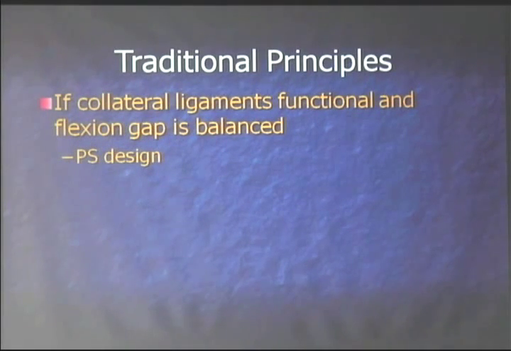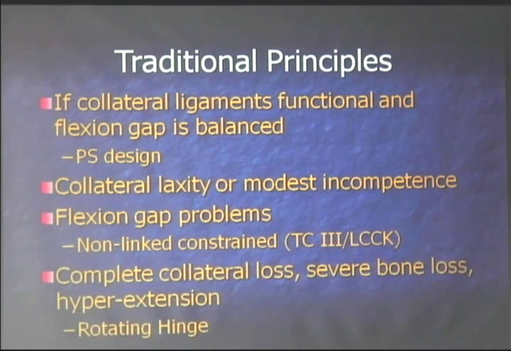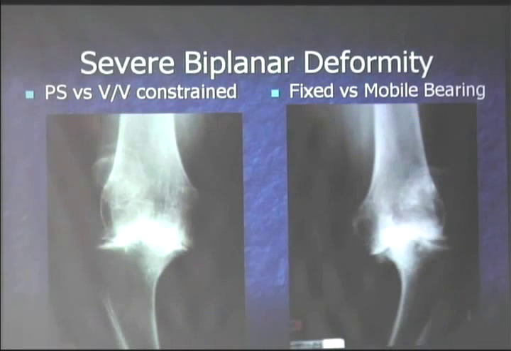So in the traditional principles, when you're trying to decide how much constraint to use in a particular case, I think if you've got good collateral function, if you've got good flexion extension gap balance, and you can get away with a PS design, you could even get away with a cruciate retaining design. If you have moderate collateral laxity or incompetence or problems with your flexion gap that you simply can't get perfectly balanced, then I think you're looking at one of these constrained devices, whether it be a TC3 or a CCK, where you get a bit more varus valgus constraint in the box and a higher post to avoid jumping the post. When you have complete collateral loss, severe bone loss, or recurvatum, in these cases I think you're looking at going towards those rotating hinge devices.